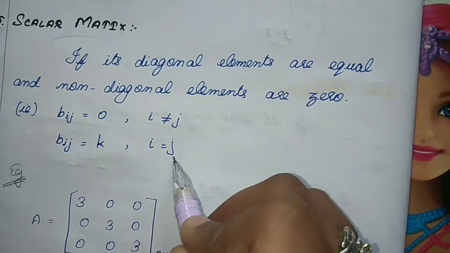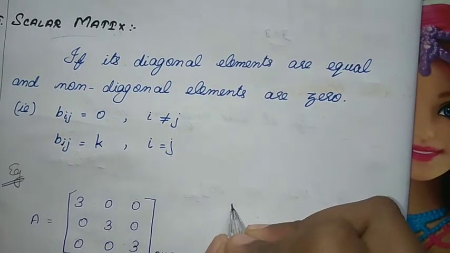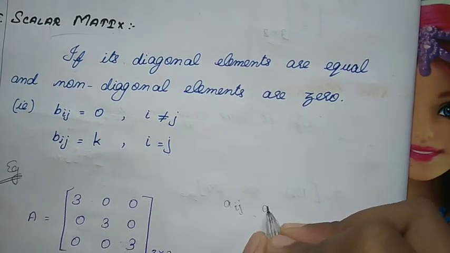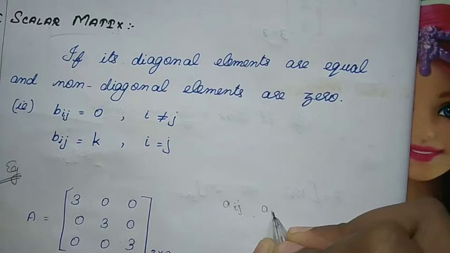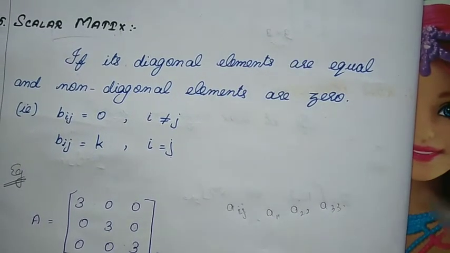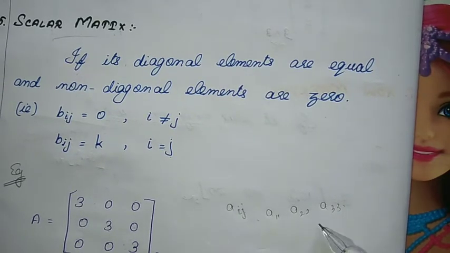So that is what they have given here: i should be equal to j, then it is called a scalar matrix. i is equal to j means what? This is the general form, so a_ij with i equal to j means A11, A22, A33 only is possible. Therefore, if it is like that, then it is called a scalar matrix.